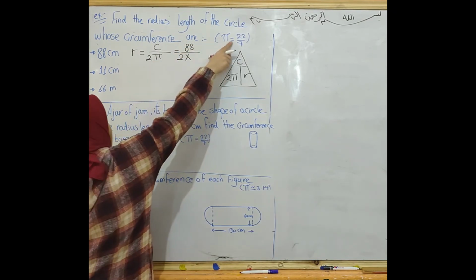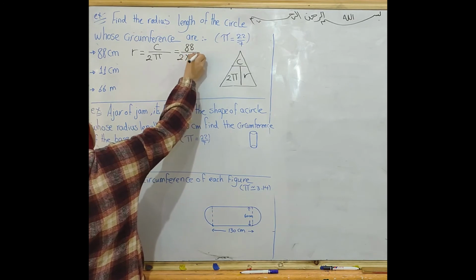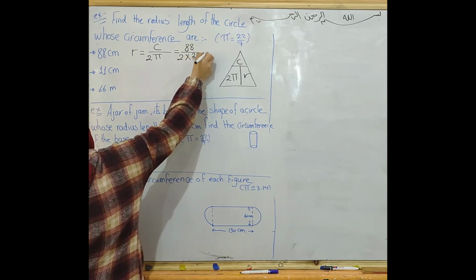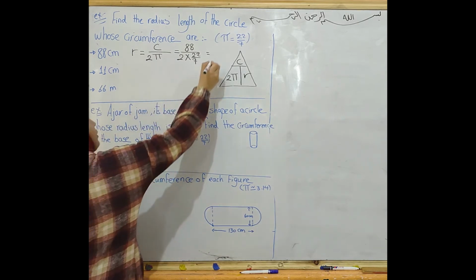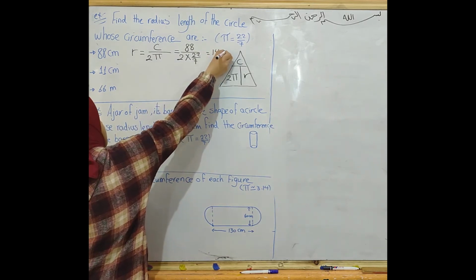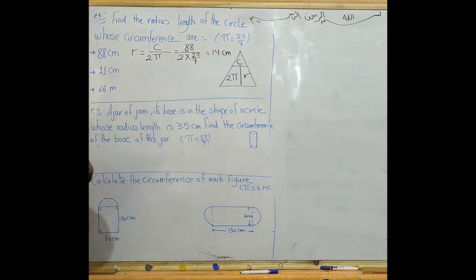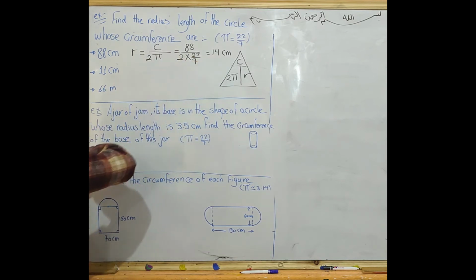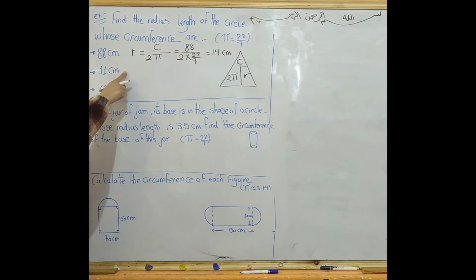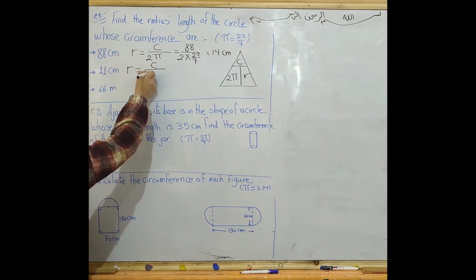What is pi? Pi equals 22 over 7. By using your calculator, it equals 14 centimeters. So if the circumference of the circle is 88 centimeters, the radius is 14 centimeters. Another one: to find the radius, we use the same rule, circumference over 2 pi.